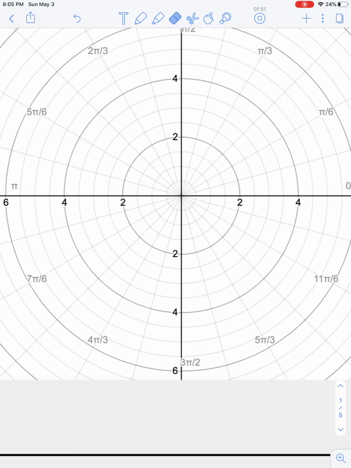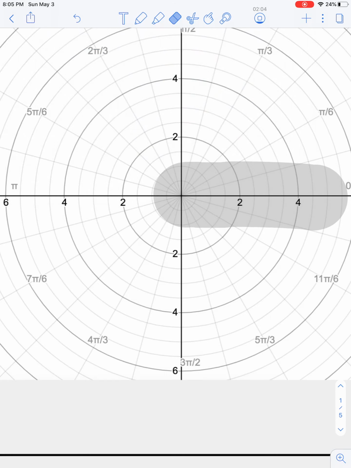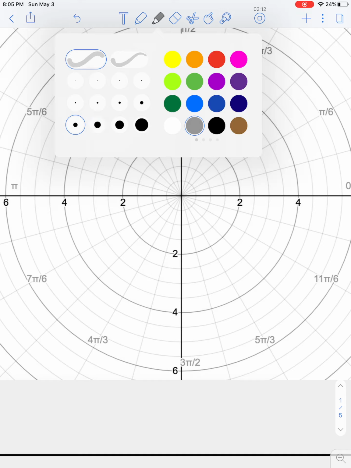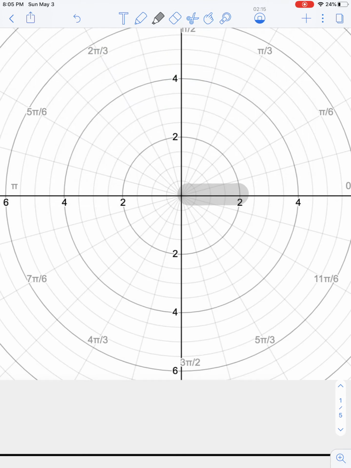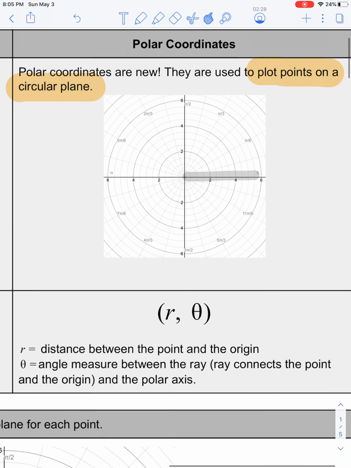Another piece of vocabulary that we're going to need to be comfortable with is the polar axis. That is the positive x-axis here. Just this one side of the x-axis is going to be our polar axis. Okay, so a couple of things going on here. We have the polar axis, radial lines, and those concentric circles. Let's see how that affects this idea of polar coordinates.